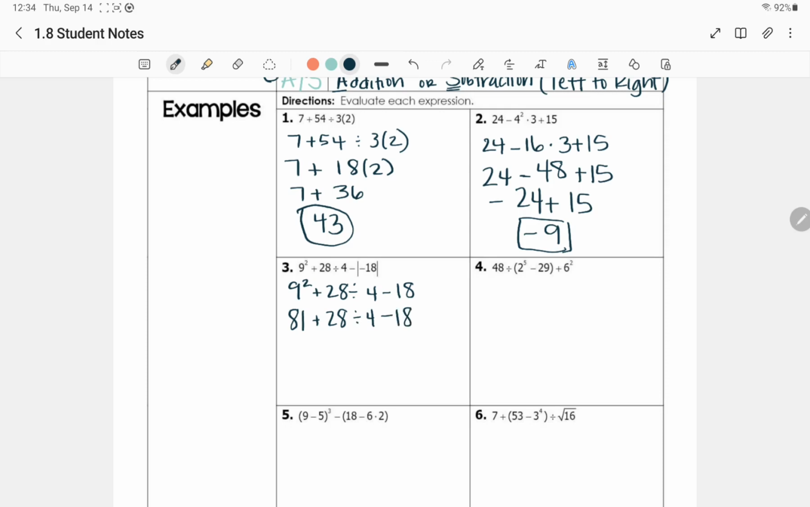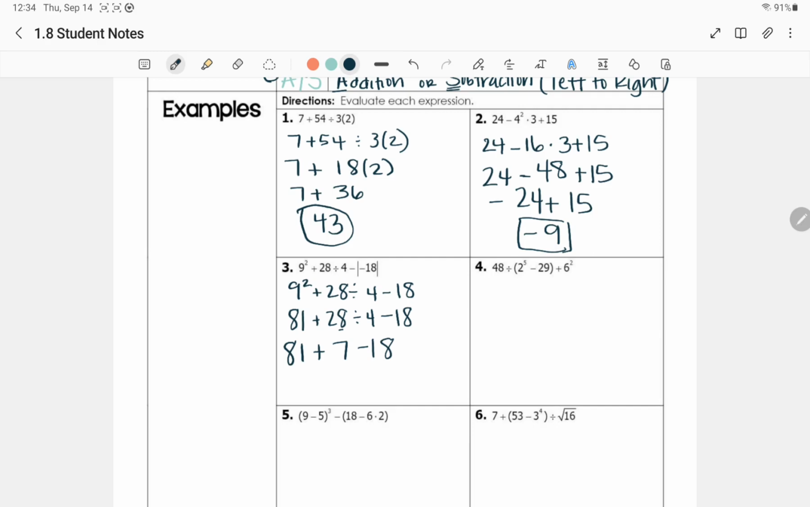All right, one step at a time. And then I see a division symbol. I see plus, division, and minus. So addition, division, and subtraction. So I'm going to do the division first. So 81 plus, what's 28 divided by 4? That would be 7. It would be 7 minus 18.